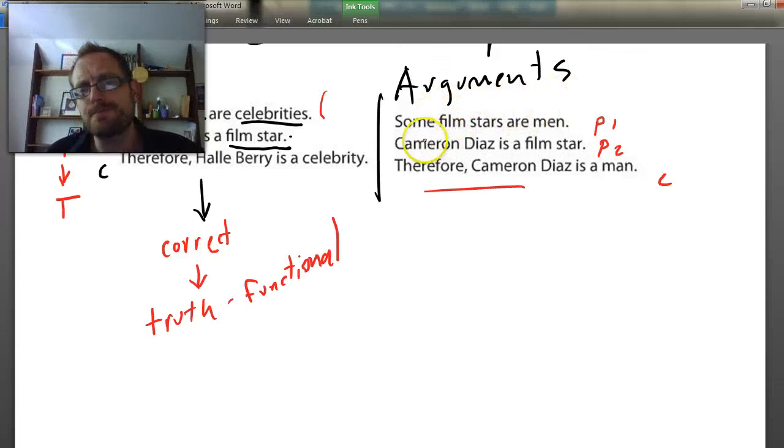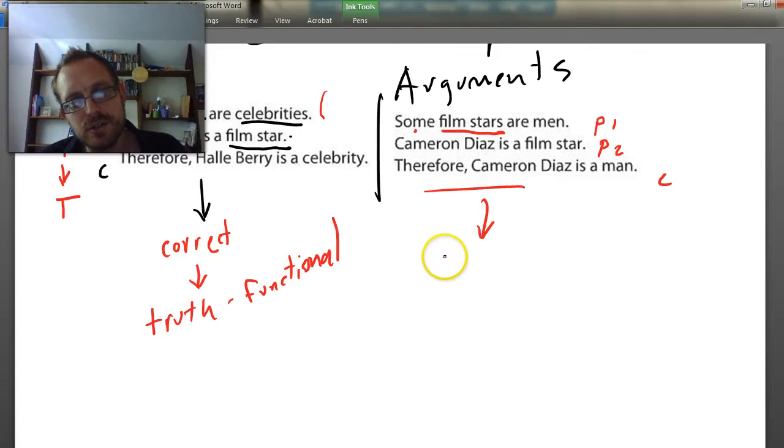But what about this one? This says some film stars are men. Notice the difference here. Not all. Some film stars are men. Cameron Diaz is a film star. Therefore, Cameron Diaz is a man. You can see here that this has two premises and a conclusion, but it uses poor reasoning. We'll say this is a poor argument.